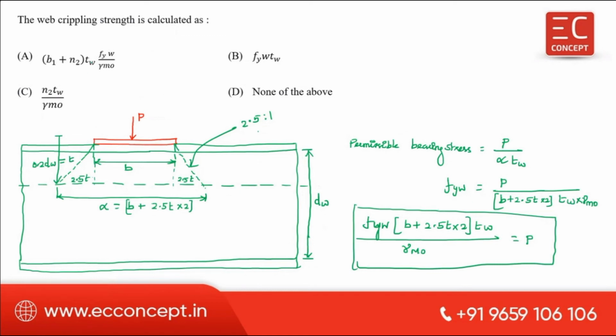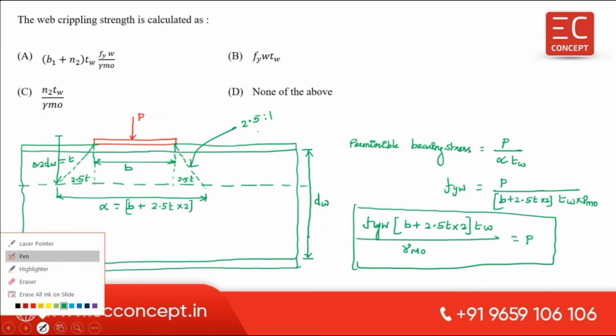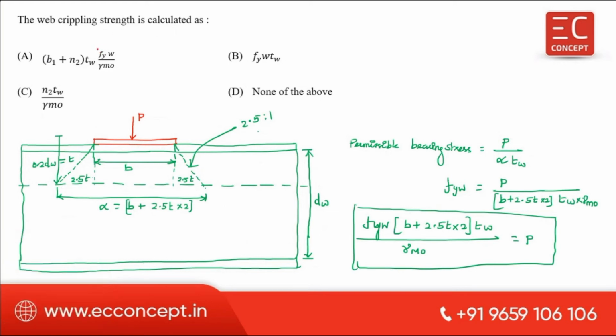But here, this is the best option. The best option is A. In this option only, you have yield stress divided by factor of safety. And there was a quantity; they simply gave the constant n, summation of these two, and plus B, the width of the plate, and the thickness of the web. So we have to consider option A is correct.